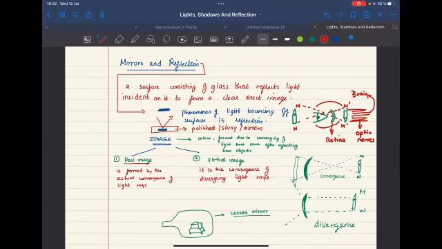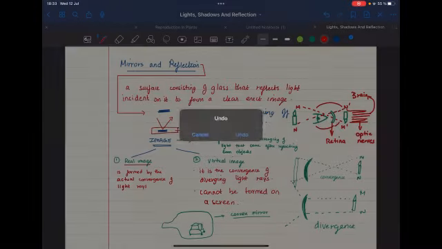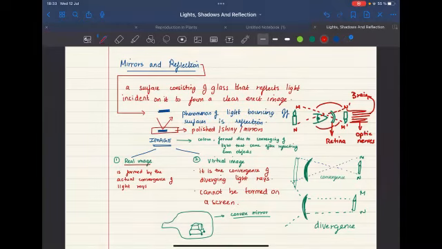Also, another amazing phenomenon is that a virtual image cannot be portrayed or cannot be done.